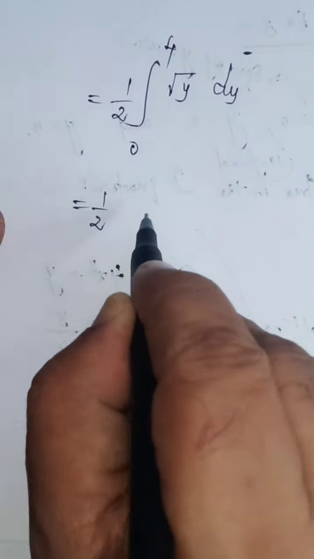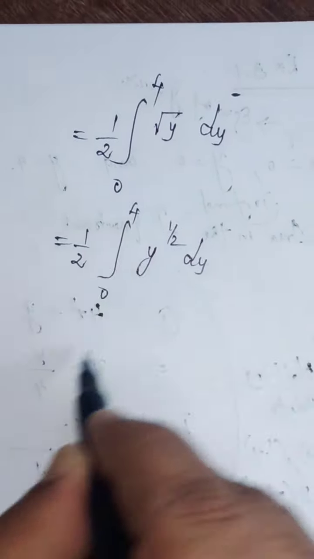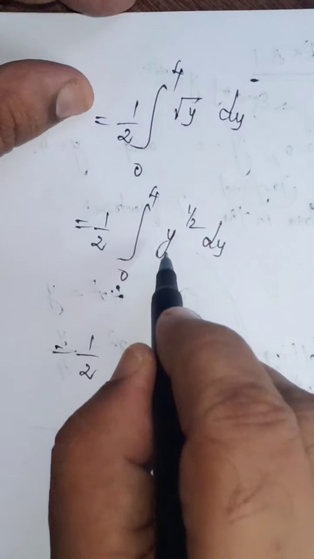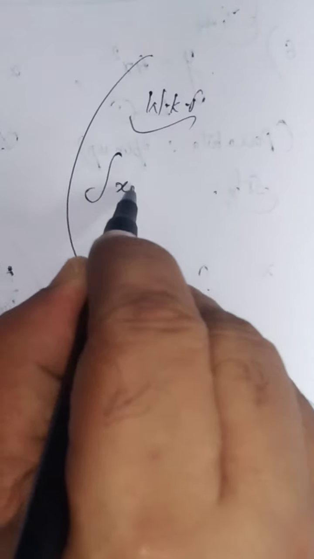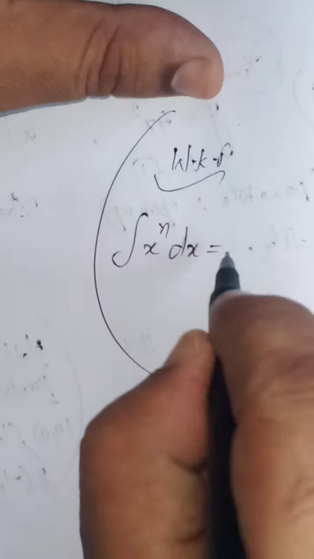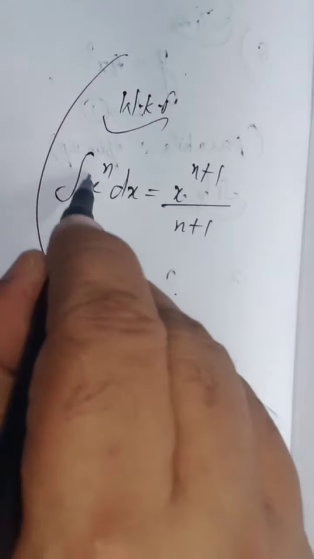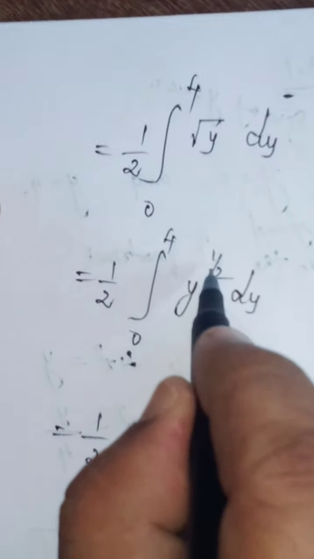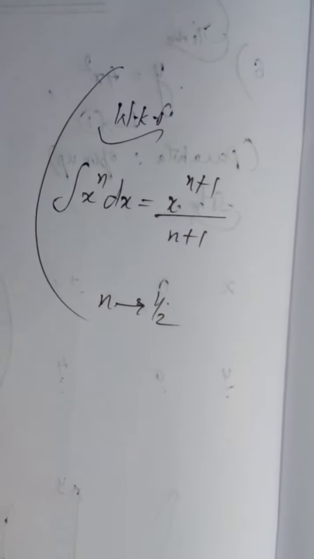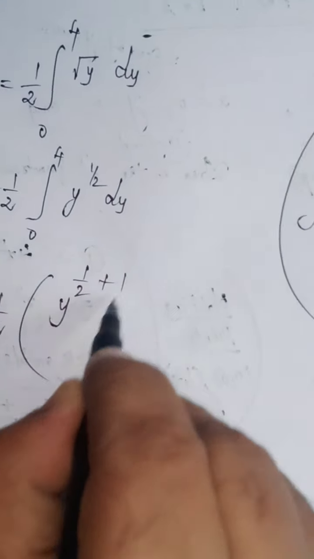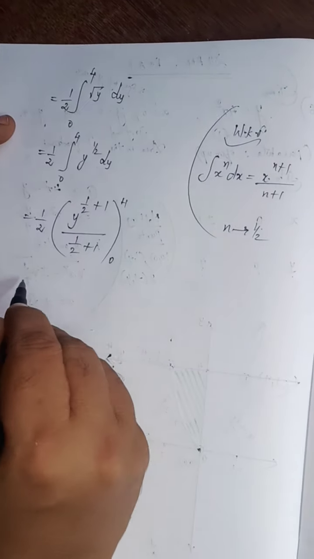That is equal to half, as it is, integral 0 to 4. Root y can be written as y power half dy. Here you have to apply the formula: integral x power n dx is equal to x power n plus 1 divided by n plus 1, where n is the power. Here half is the value of n. So n can be replaced by half, and instead of x, we have y. So y power half plus 1 divided by half plus 1. Integration is over. You have to apply the limits 0 and 4.